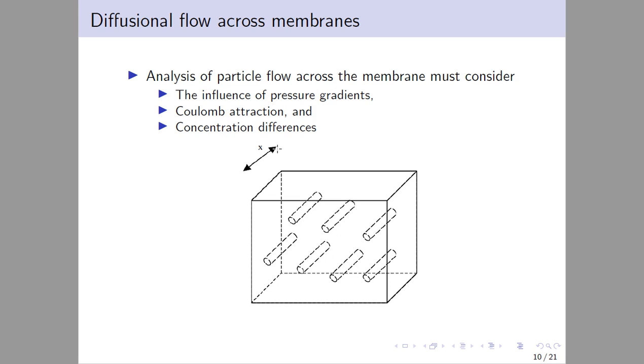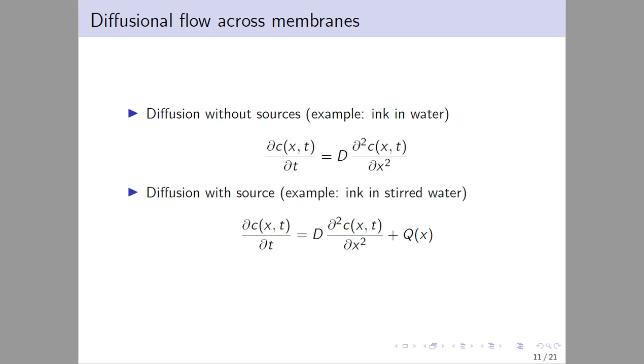So let's say A side is Na plus, and B side we have Cl minus. So we have the Coulomb interaction, attraction. So let's say Na plus will move to the other side. And then also the concentration difference. So here we have two types.